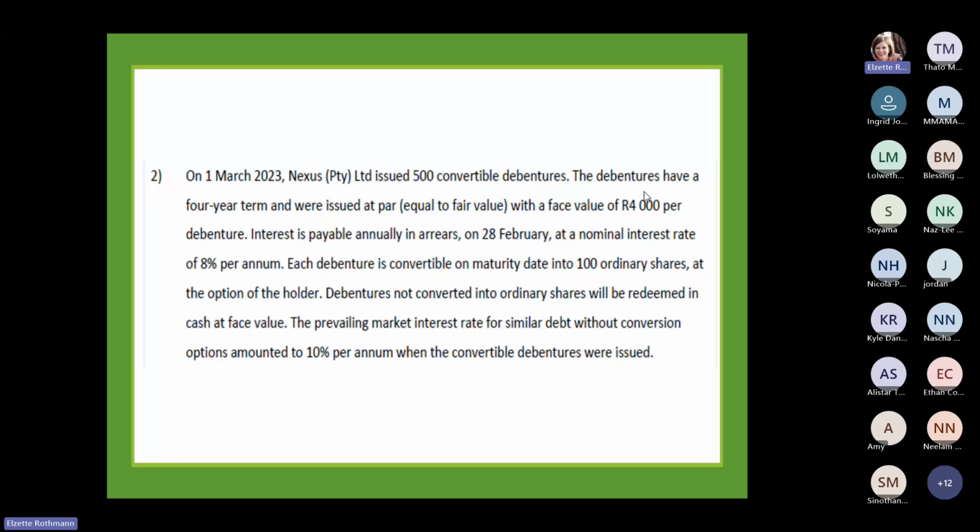Then they tell you it's a 4-year term, so N is 4. There, right at the bottom, they give you the prevailing market interest rate. So that's your interest rate you're going to use, the 10. And then you can calculate your present value. Oh, sorry, other way.